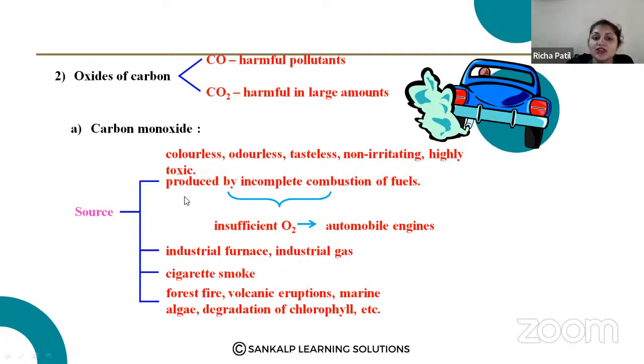So what is the source? It is produced by incomplete combustion of fuels. For example, automobile engines. In engines, when the fuel is not completely heated, what will happen? It will undergo incomplete combustion. So from this source, carbon monoxide is formed. Then industrial furnaces, from industries, then from cigarette smoke. From cigarette smoke also carbon monoxide is released. Then forest fire, volcanic eruptions, marine algae, degradation of chlorophyll. These are some of the sources for carbon monoxide.